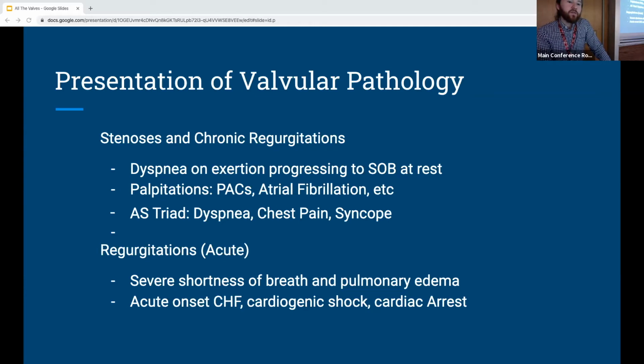For the purposes of testing, try to remember the aortic stenosis triad of dyspnea, chest pain, and syncope. You probably won't see it always in the real world, but it is one of those triads that gets taught.